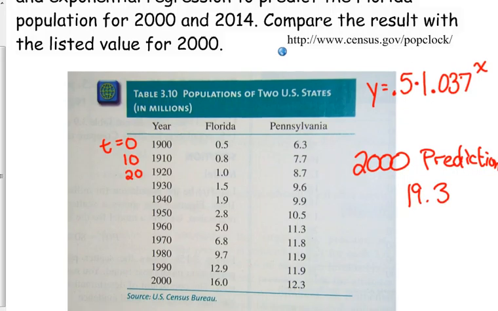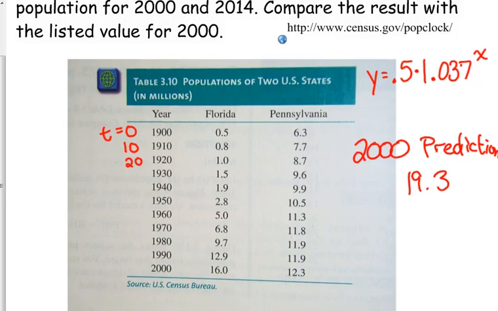Well, the actual data says 16 million. So that's a bit of an over prediction. I mean, 3 million people, that's quite a bit. Looking at it this way, it's only 3.3, but it's 3.3 million. That's quite an over estimate there.